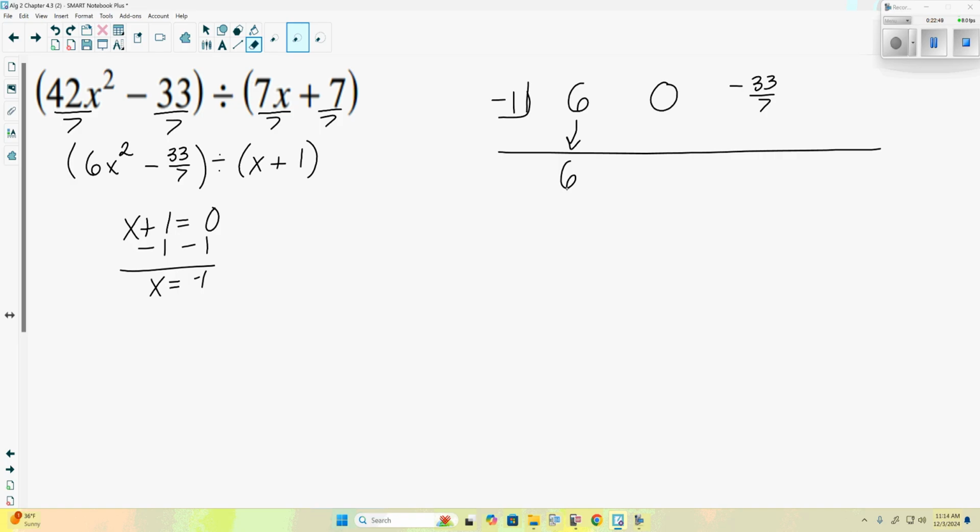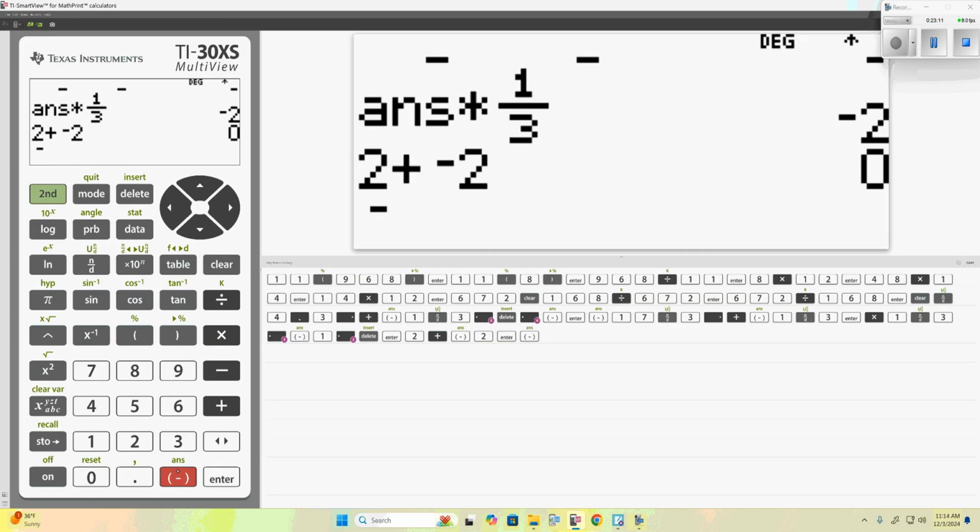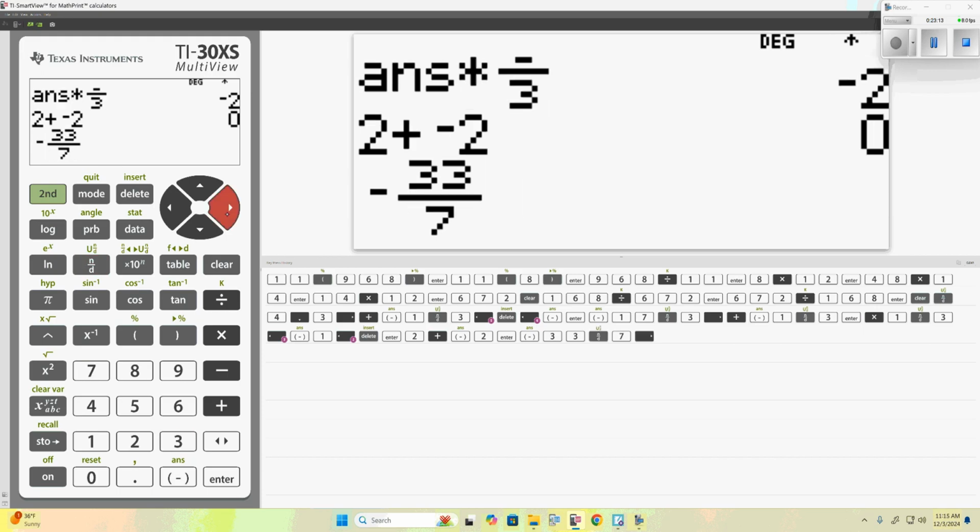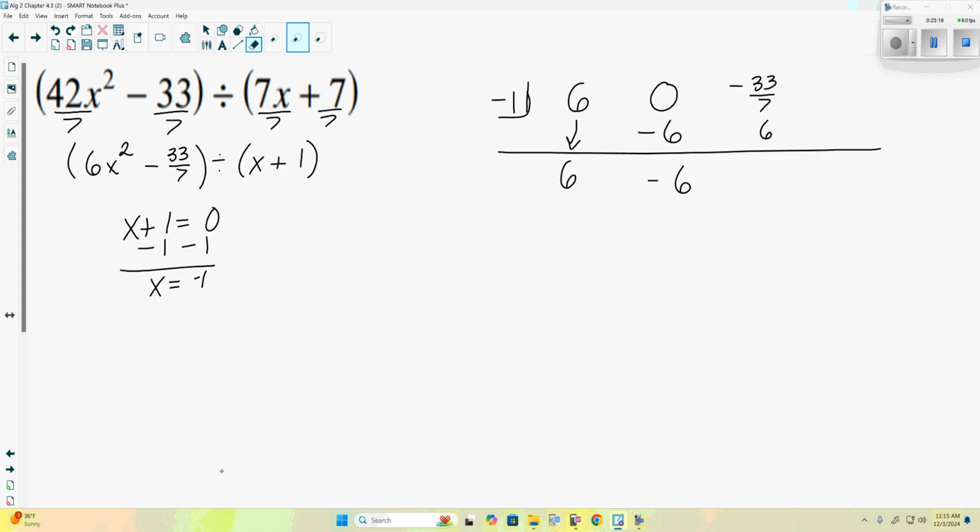Bring the 6 down. We'd multiply. -1 times 6 is -6. 0 plus -6 is -6. -1 times -6 is 6. -33/7 plus 6, I think it's 9/7. So that's our remainder.